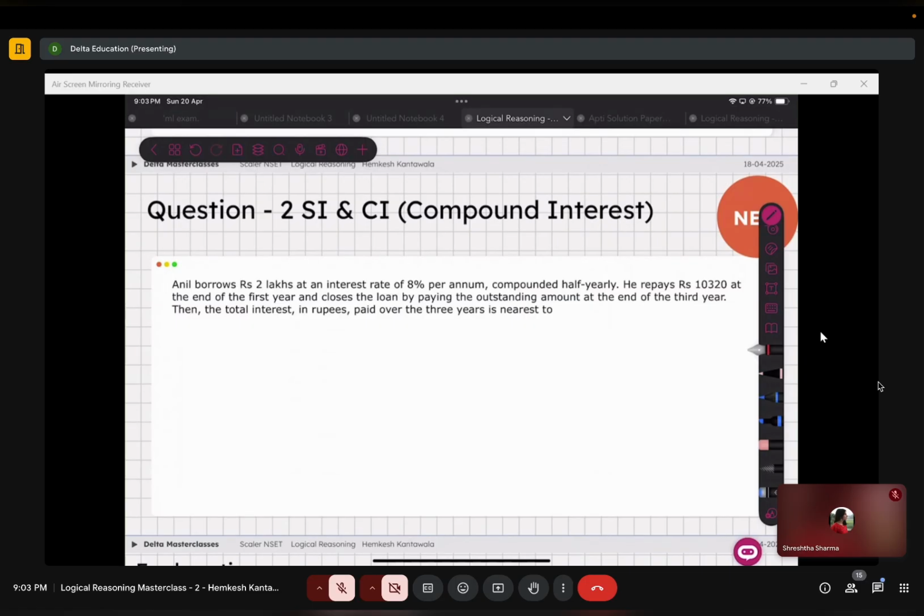Just for your information, I'll write the formula here. It is P into 1 plus R upon N into 100, to the power NT. Now solve.